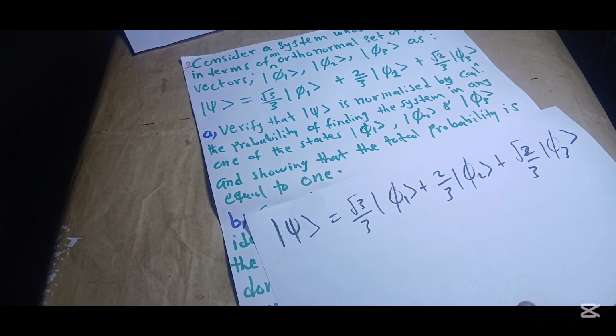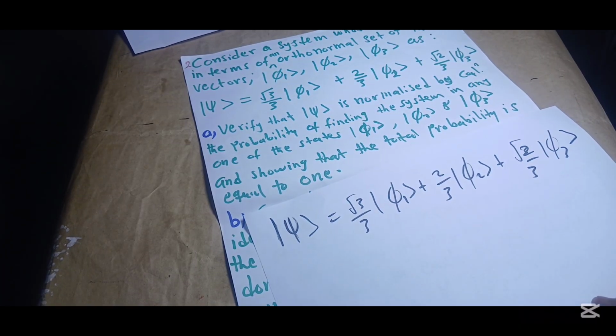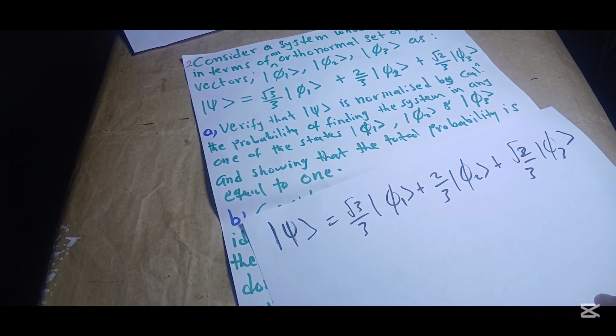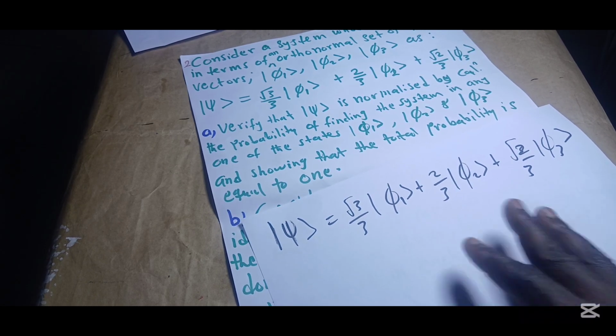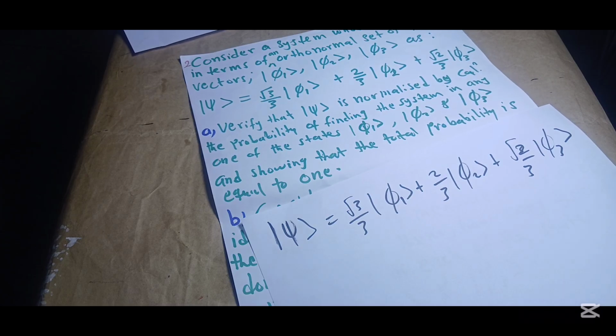How do we verify that this state is normalized? Because that is what part A of the question is asking us to do. So we are going to verify whether this state is normalized or not. In this case, we are not asked to normalize this state. We've been asked to verify whether it is normalized.